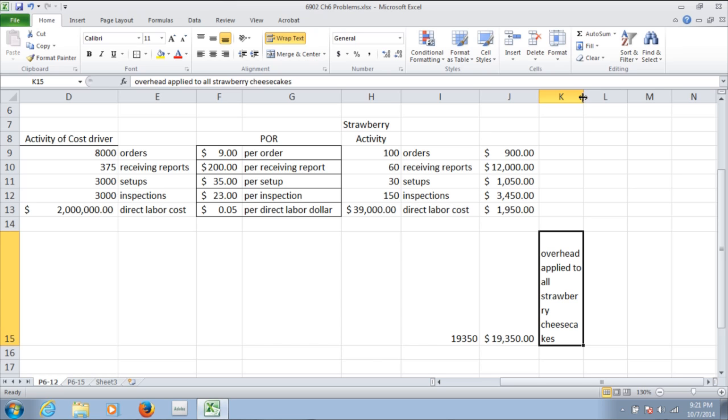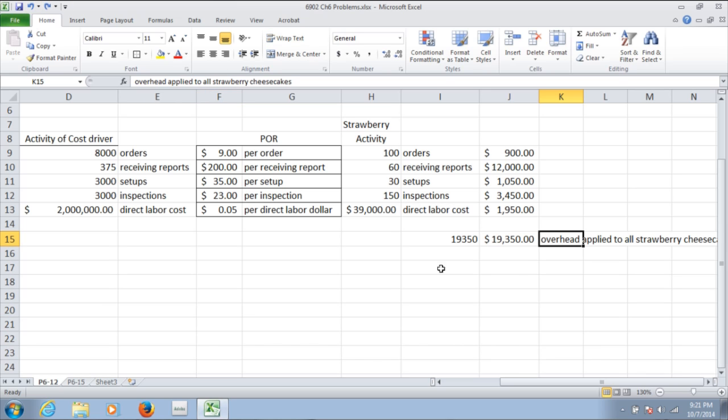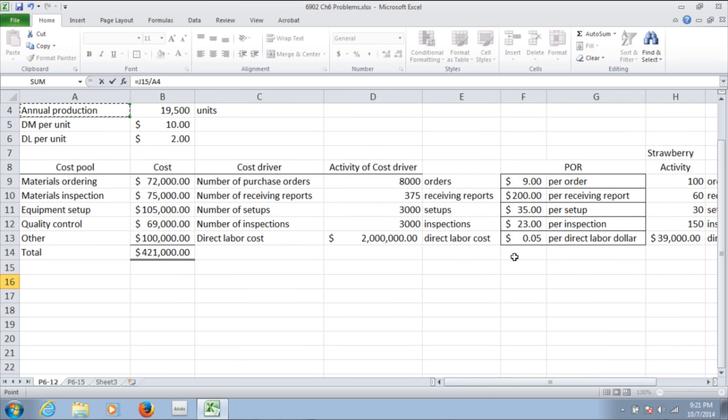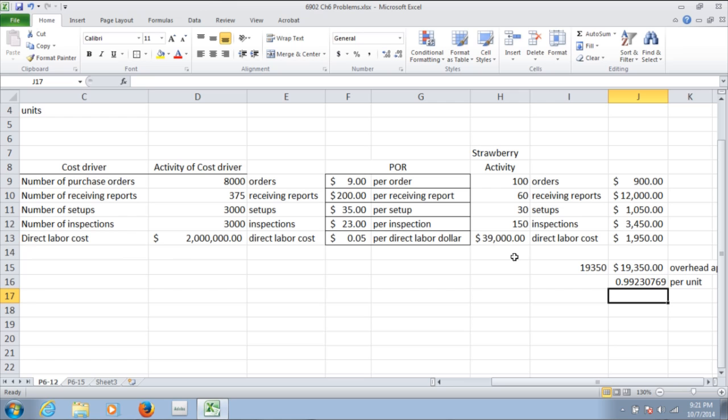So maybe I'll undo that and just have it like such. So then on a per unit basis, we would take the 19,350 and then divide by the number of strawberry cheesecakes that we plan to have. So in other words, we have 19,350 and divide that by 19,500 volume, and we get just under $1 per unit.